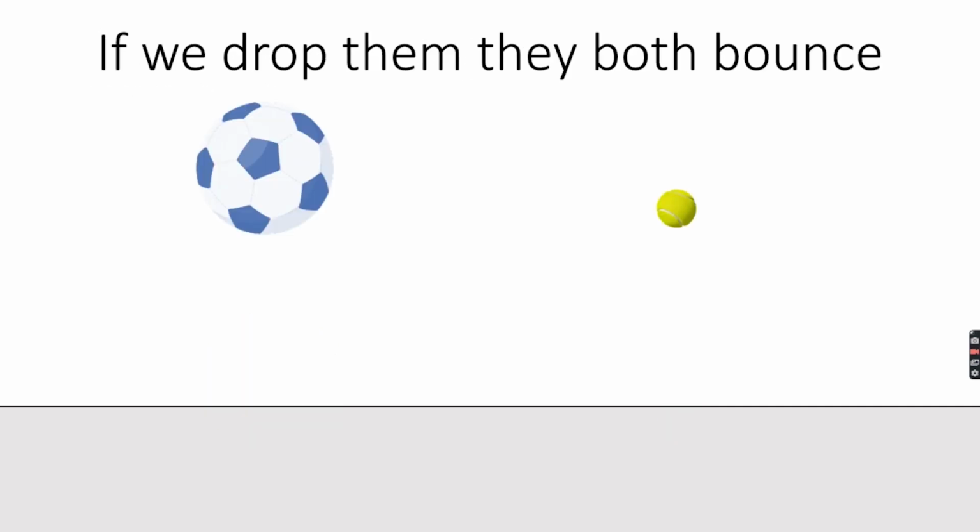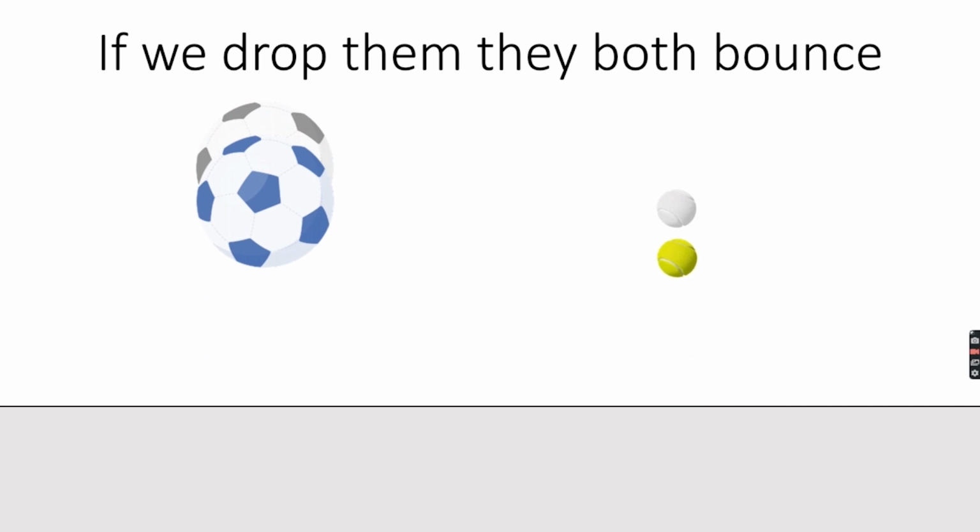If we drop the tennis ball and the football, what we saw in the video was that while the football has more energy, that doesn't necessarily mean it bounces a lot higher. Both objects will hit the ground and bounce to a little bit less than where they started. And so the fact that the football had more energy didn't mean that it bounced a lot higher, because it was a lot heavier to get moving, and moving things takes energy.